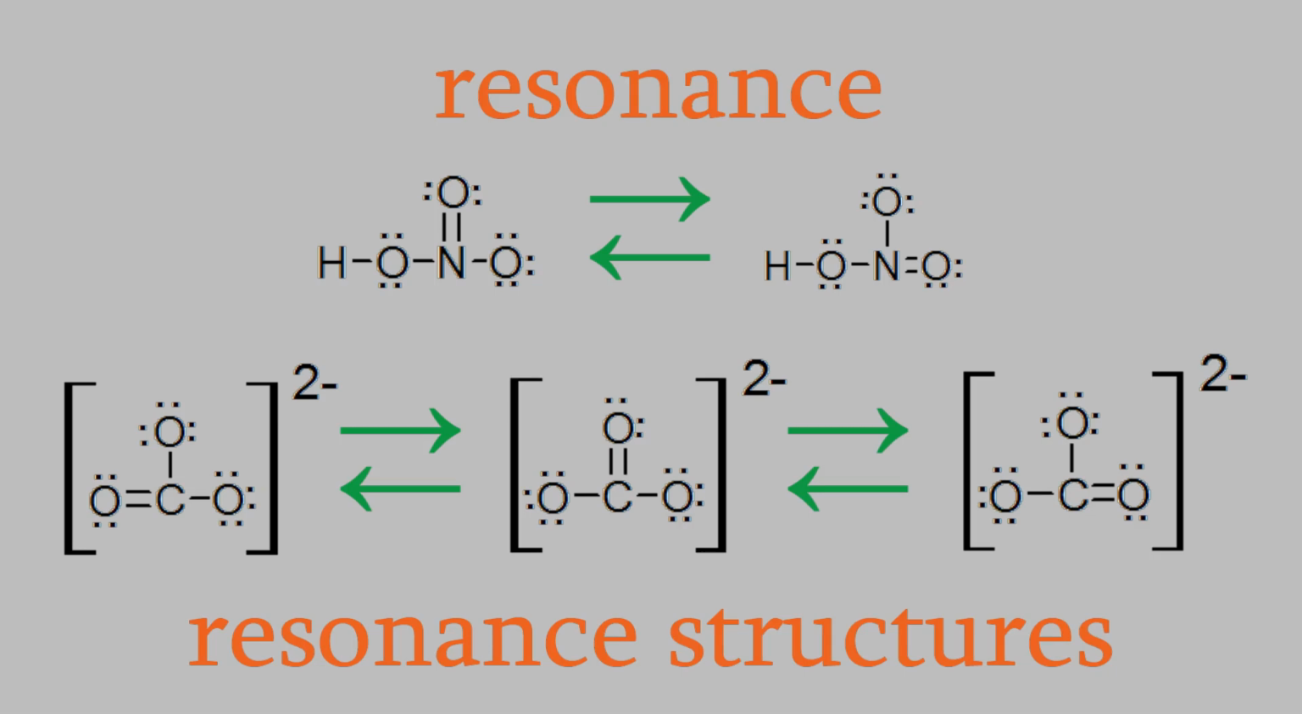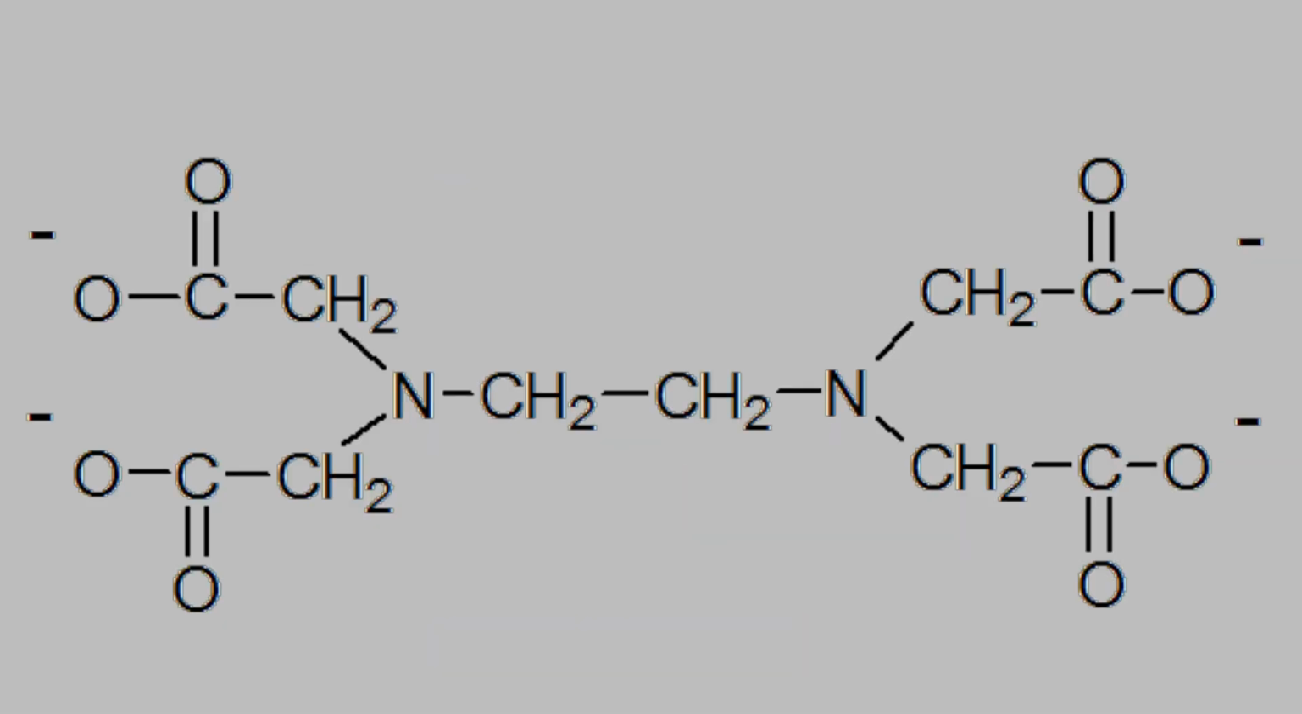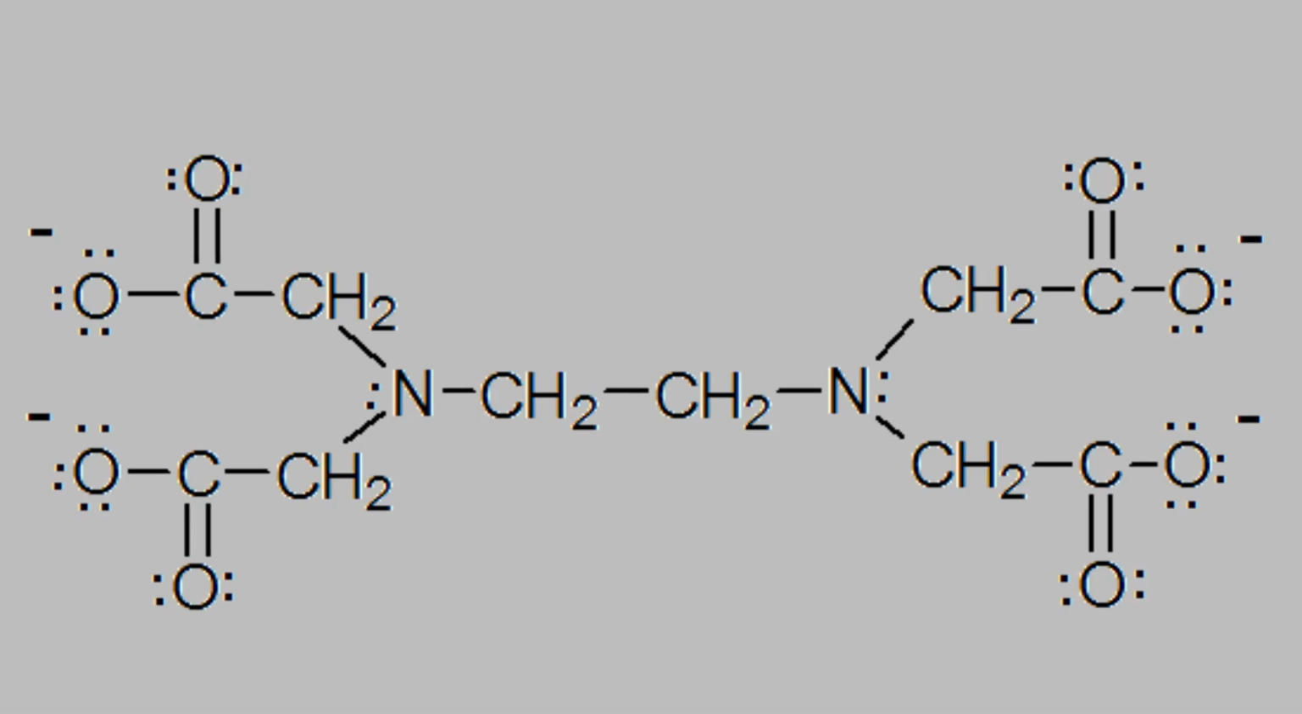Now that you know more about Lewis structures, we can finally understand how this EDTA ion can help save your life if you accidentally swallow plutonium. One thing I didn't do when I drew this ion is I didn't draw the electron pairs. I'll do that now. As you can see, there are a lot of electron pairs in this molecule, and that's the key to why it can get plutonium out of your body.